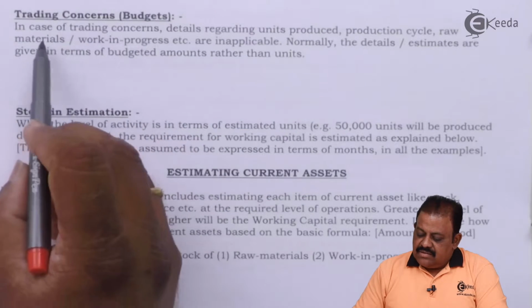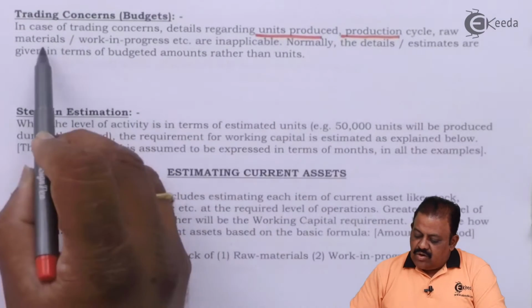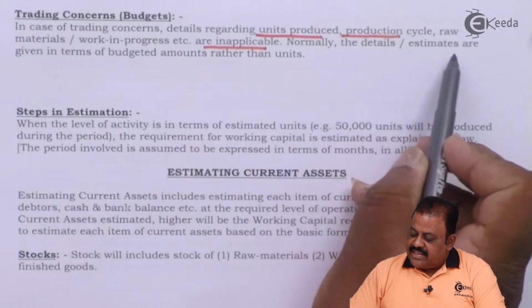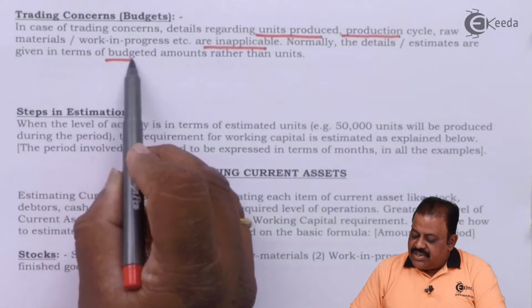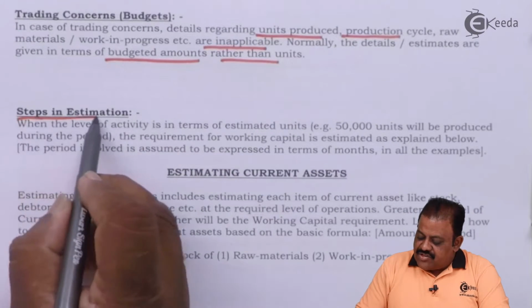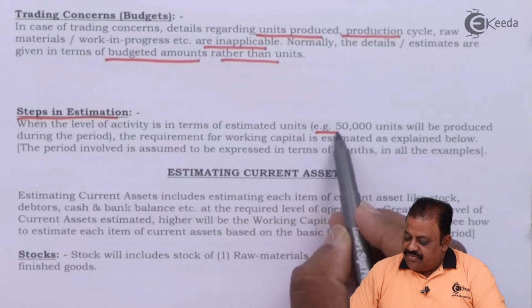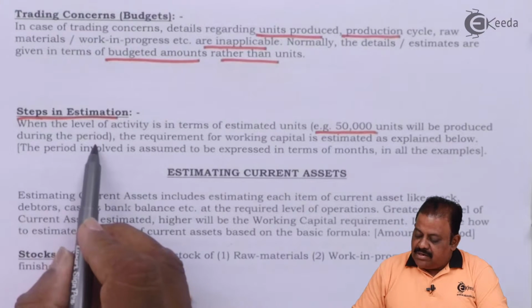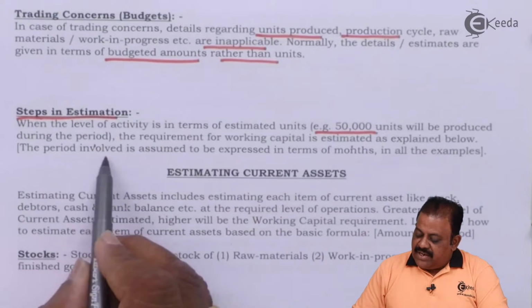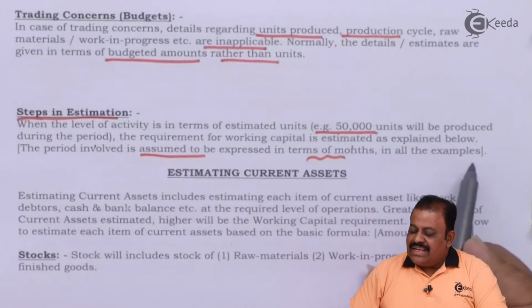Trading concerns. In case of trading concerns, details regarding units produced, production cycle, raw material, work in progress, etc. are inapplicable. Normally, the details and estimates are given in terms of budgeted amounts rather than units. Steps in estimation. When the level of activity is given in terms of estimated units, for example 50,000 units will be produced during the period, the requirement for working capital is estimated as explained below. The period involved is assumed to be expressed in terms of months in all examples.